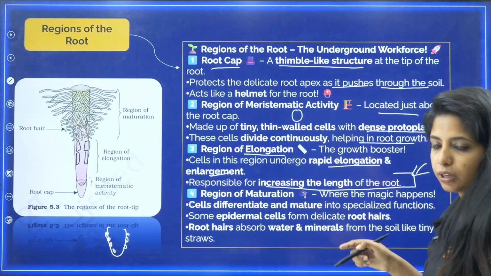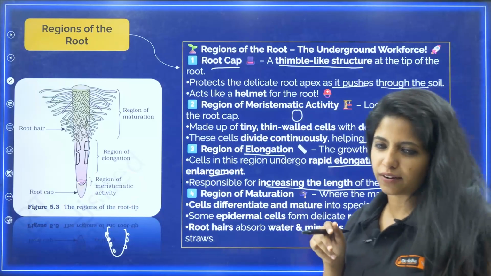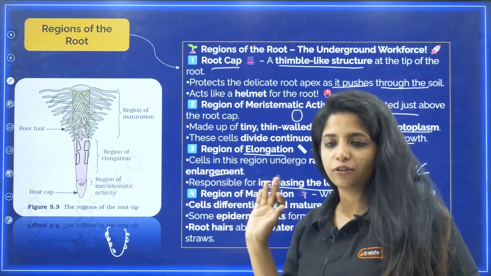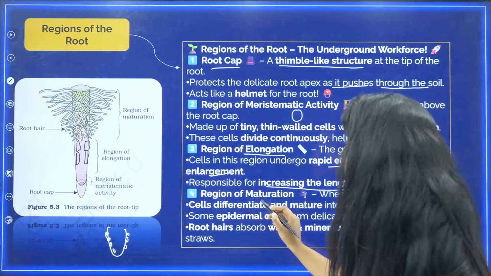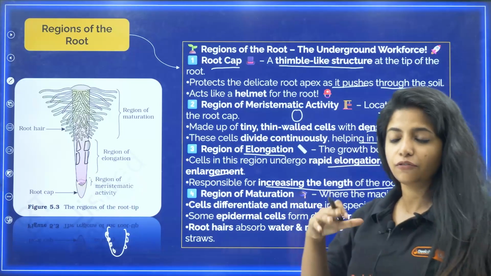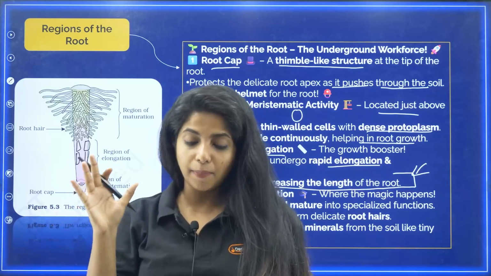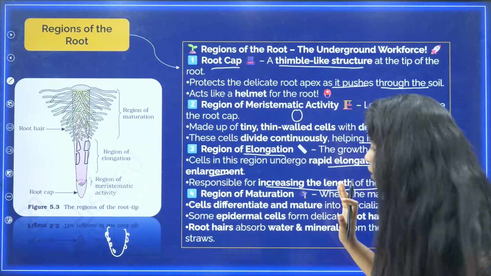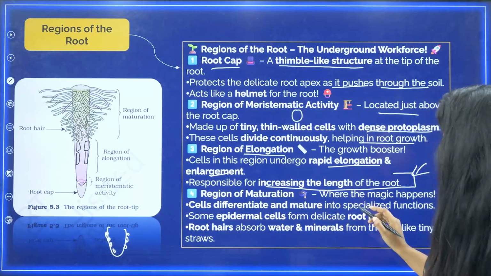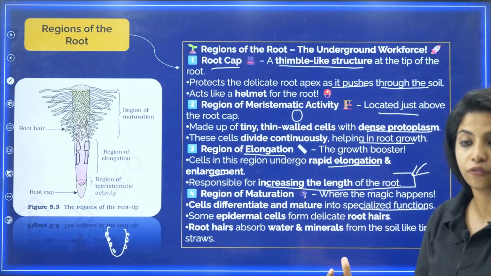Now the third region that you have is region of maturation. Now they are mature. Okay, now no more division, they are going to get matured. So over here, where the magic happens, the cell differentiates and matures. Now differentiates means it now has a particular property to do. Apart from division, they have a specific property to do. That is mentioned over here. So cells differentiate and mature into specialized function. Into what? Specialized functions, my dear children.